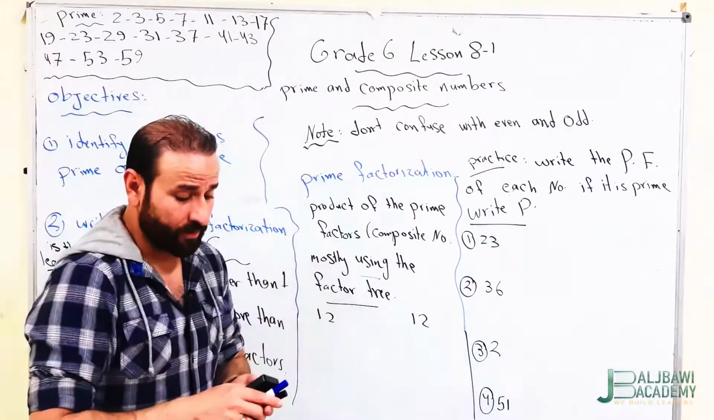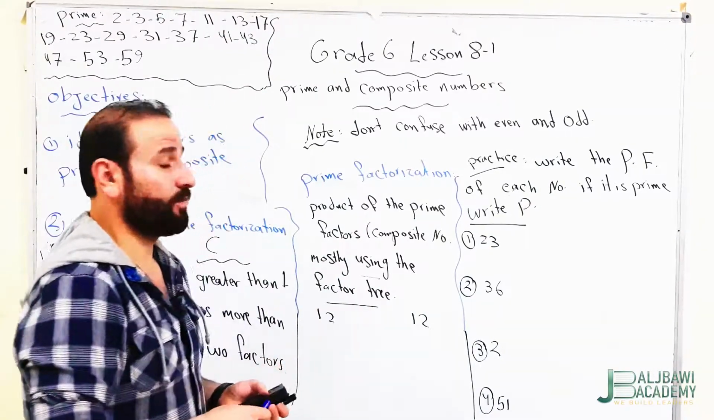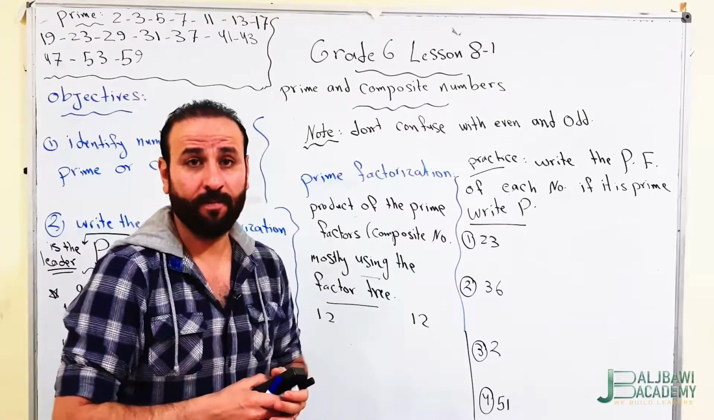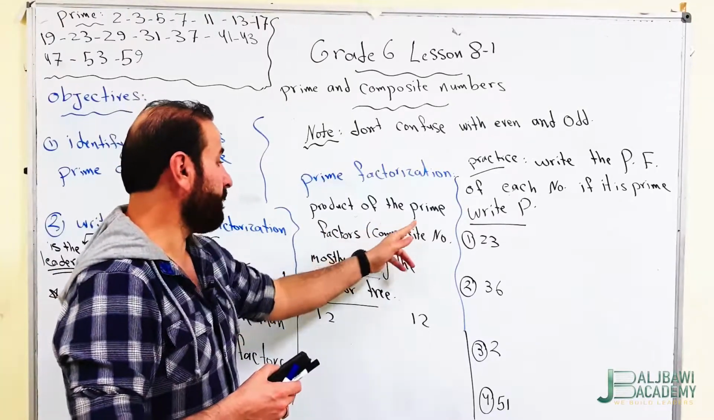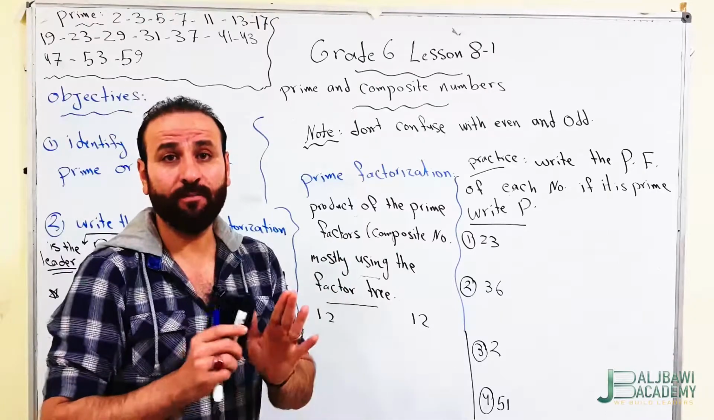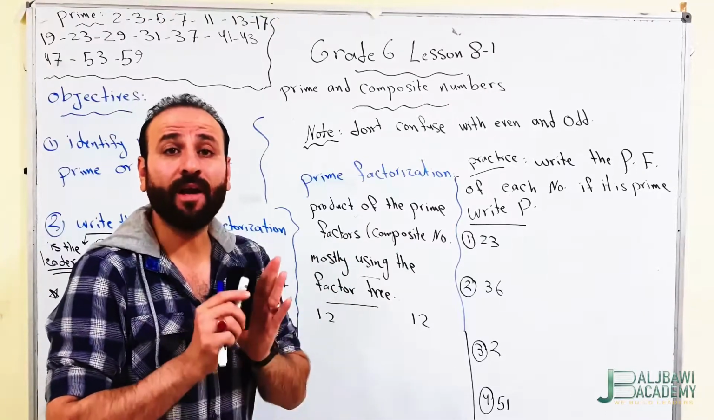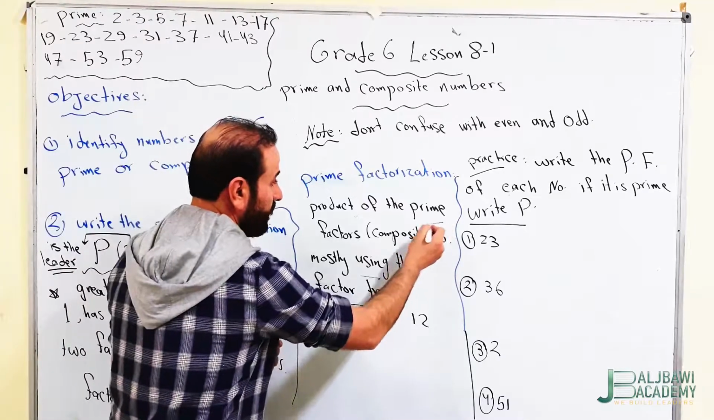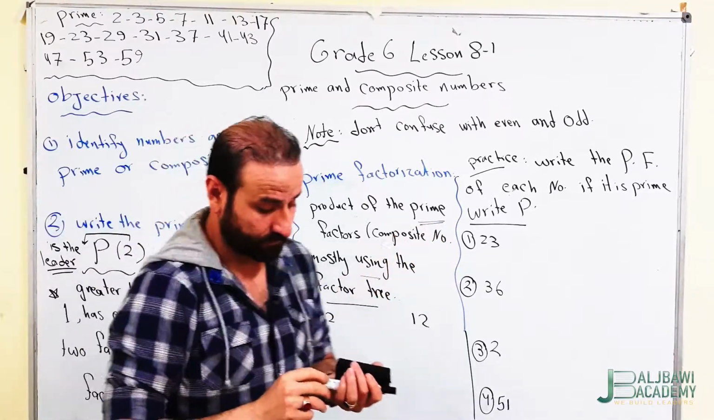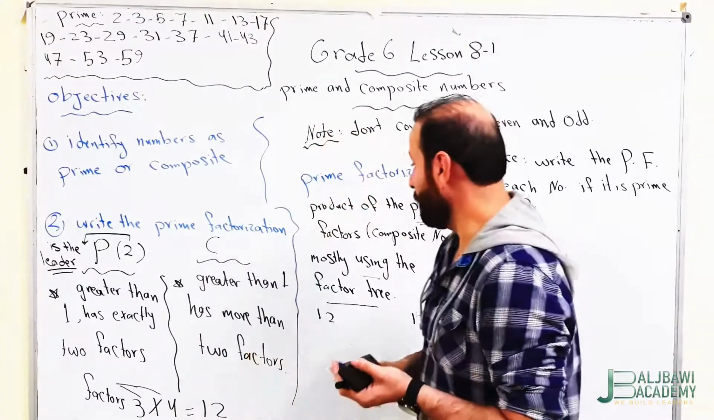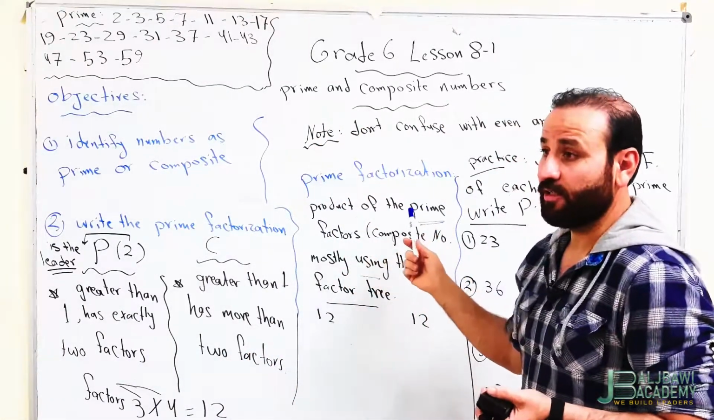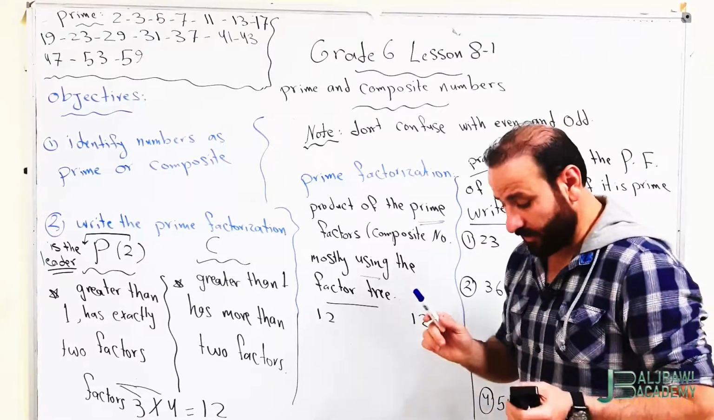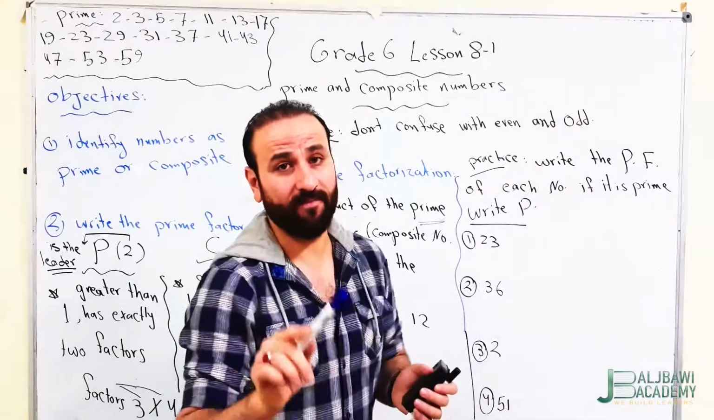Now let me move to another point, which is prime factorization. What is prime factorization, or what we call PF? It is the product of the prime factors. So we need to write the number as a product of its prime factors. So I have to put 2 lines here under prime. We have to be careful when we make prime factorization. We can't start with just any 2 factors. By the end of the day, we should end with prime factors.